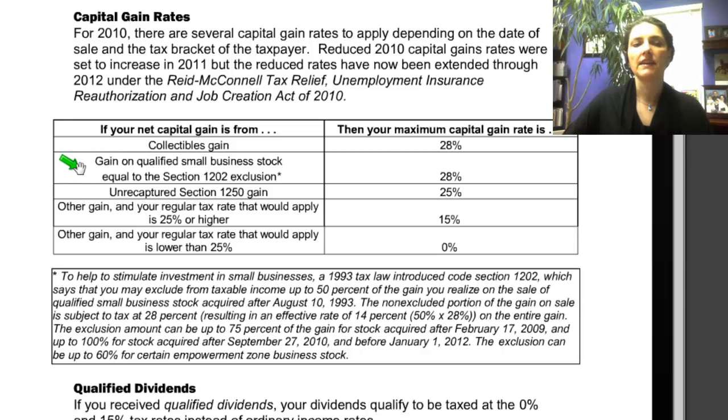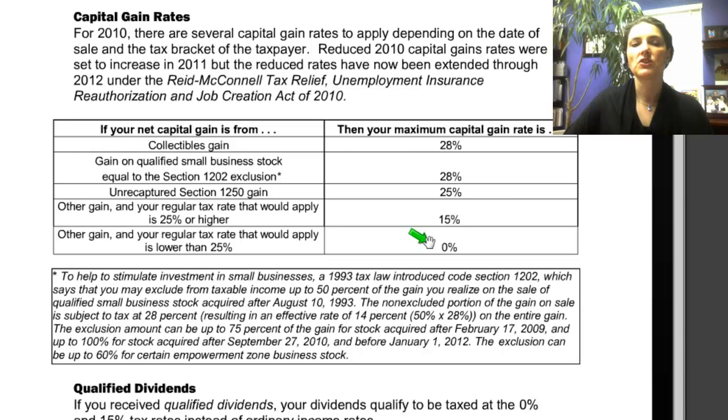If you realize a gain on the sale of qualified small business stock equal to the Section 1202 exclusion, then the capital gain rate is 28%. If you have unrecaptured Section 1250 gain, then the maximum rate is 25%. Other gain, and your regular tax rate that would apply is 25% or higher, then the maximum rate is 15%, and any other capital gain, and your regular tax rate that applies is lower than 25%, then the tax rate for capital gain income is 0%.